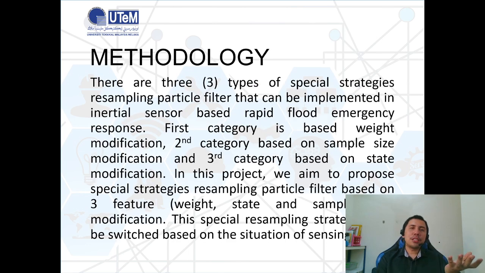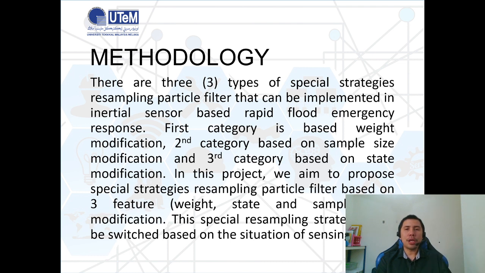Basically, there are three types of spatial strategies resembling particle filter that can be implemented in inertial sensor-based rapid flood emergency response. The first one is weight modification. The second is sample size modification. Meanwhile, the last one, the third category, is state modification.